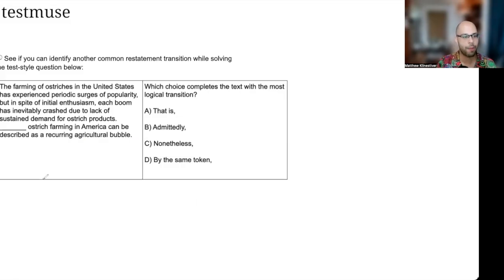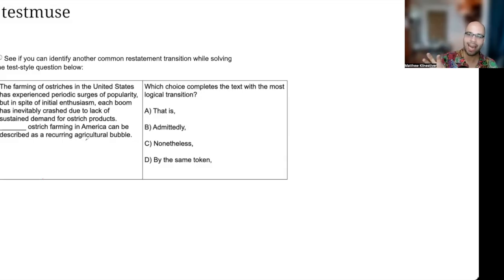So the farming of ostriches in the United States has experienced periodic surges of popularity, but in spite of initial enthusiasm, each boom has inevitably crashed due to a lack of sustained demand for ostrich products. Ostrich farming in America can be described as a recurring agricultural bubble because it has that boom-bust cycle. So there's a boom-bust cycle. We can describe it as a bubble.